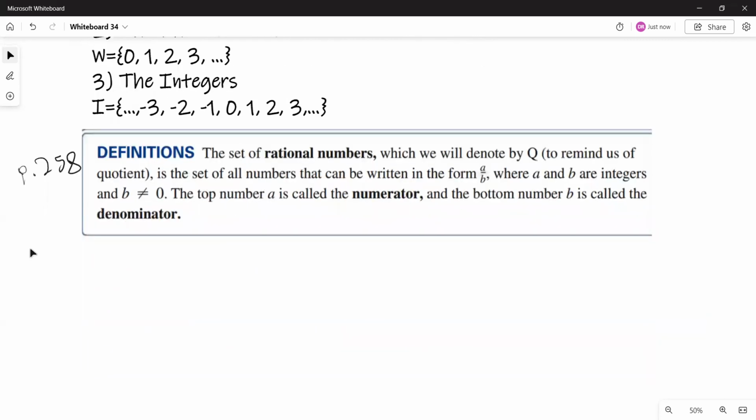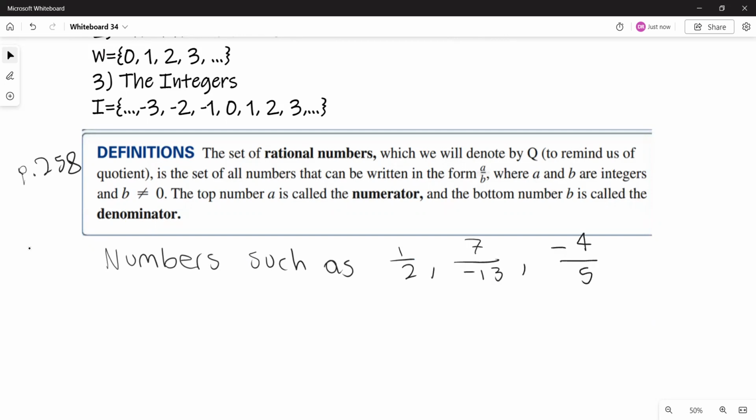Okay, so let's write numbers such as 1/2, 7 over negative 13, negative 4 over 5, and negative 20 over negative 9. These are examples of rational numbers.